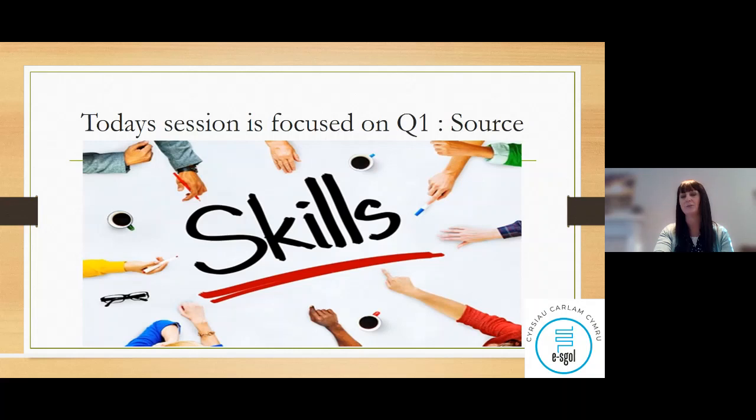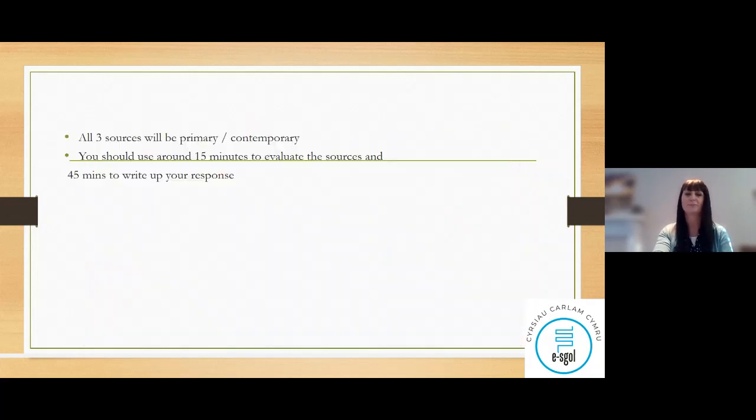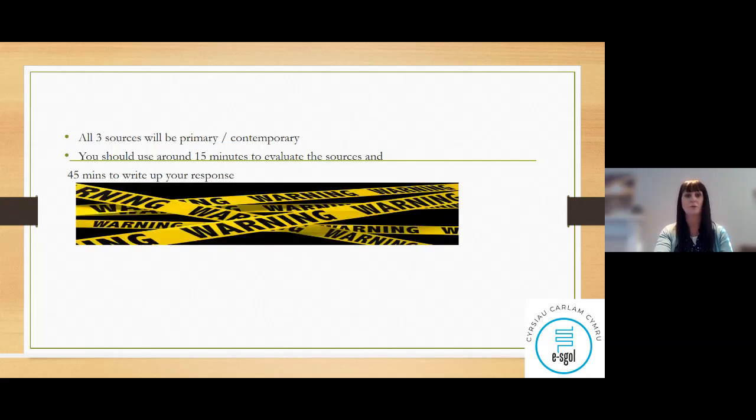But today is going to be the source skills. Let's look at the background information then of what we know so far. So all three sources that will be given to you for your question 1 will be primary or contemporary, made at the time you are studying. And we, as a guide, think that you should use about 10 to 15 minutes to evaluate the sources, and then 45 minutes to actually write up the notes that you've made and to write up your response.